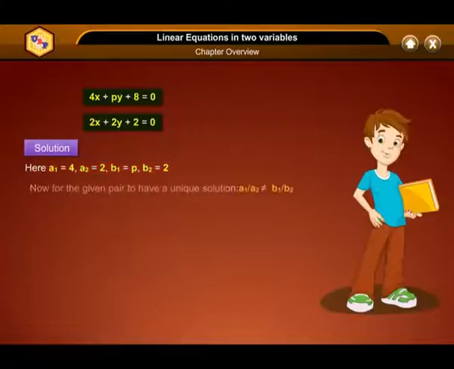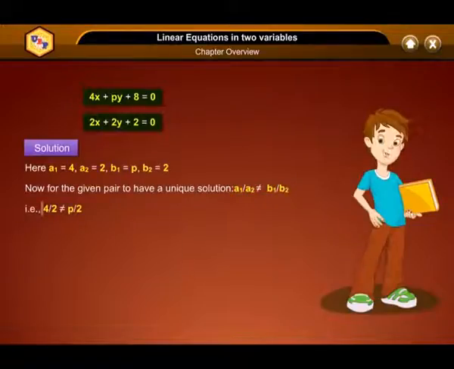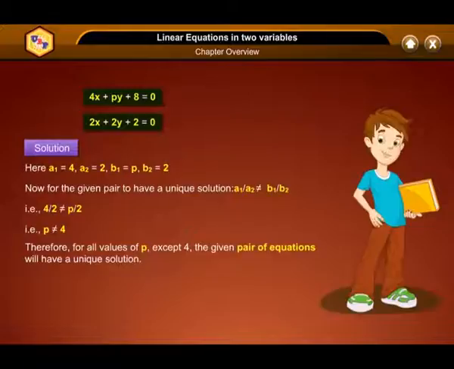Now for the given pair to have a unique solution, a1/a2 is not equal to b1/b2. That is, 4/2 is not equal to p/2. That is, p is not equal to 4. Therefore, for all values of p except 4, the given pair of equations will have a unique solution.